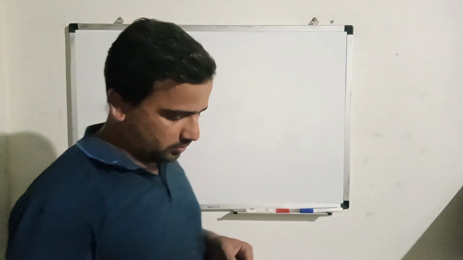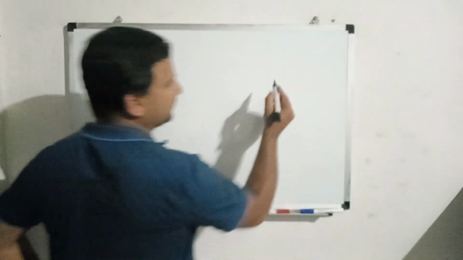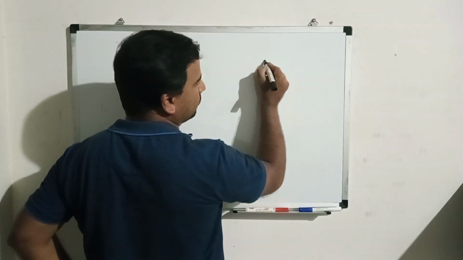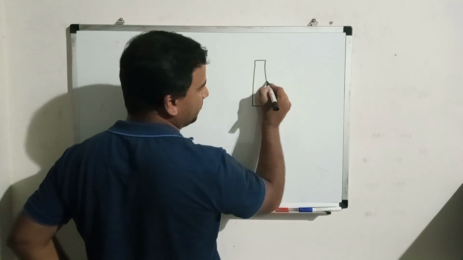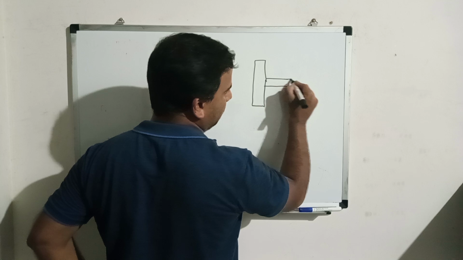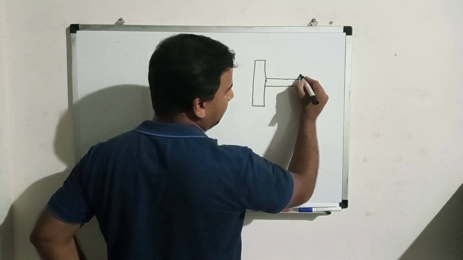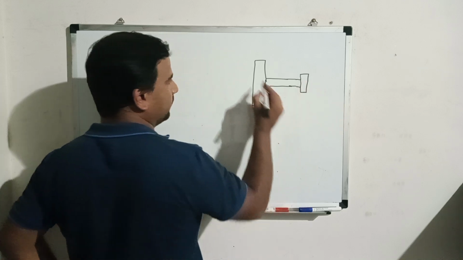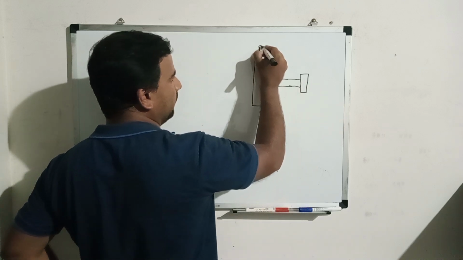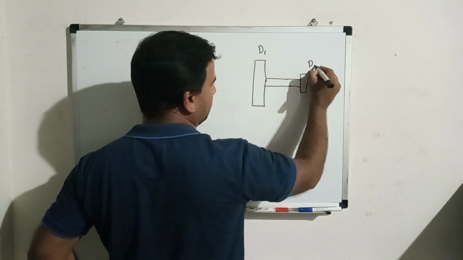Hello, welcome everyone. In this video, we are trying to understand how the differential piston area pump works. It is made up of two pistons. This is the bigger piston, and I'm not very good at sketches, so please pardon my sketches. This is the smaller piston. The diameter of the bigger piston is D1, the diameter of the smaller piston is D2.